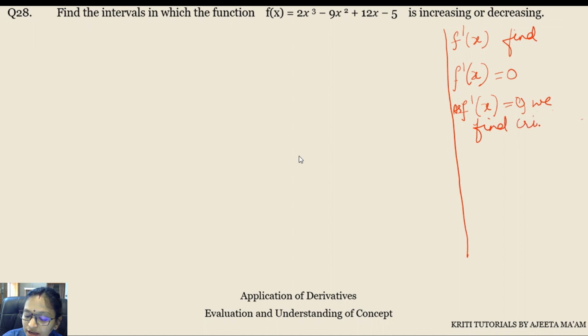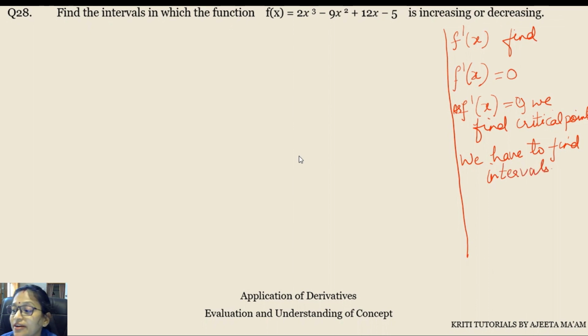We find critical points. Now after finding critical points, the next step is we have to find intervals, right? So once we find the intervals, we will decide whether the function is increasing or decreasing by using the conditions. Now we have to simply do what? We have to first differentiate it.